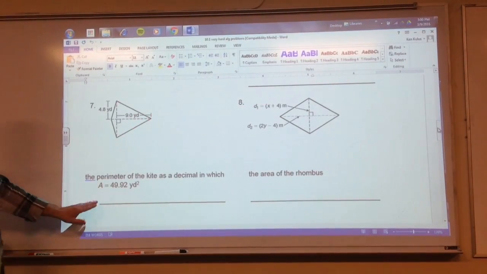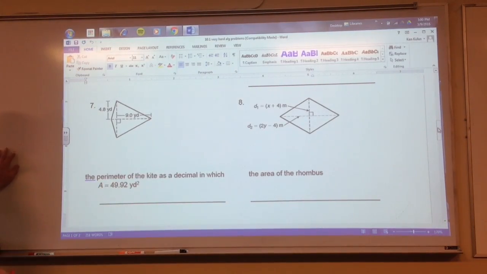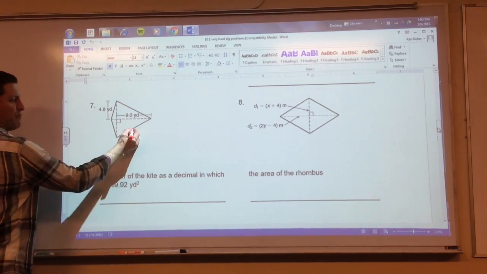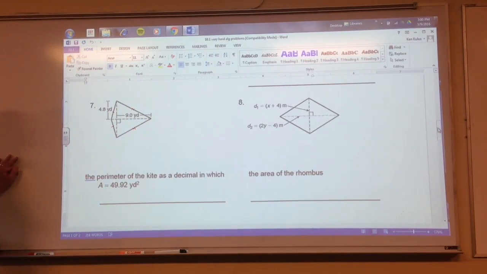Okay, they want us to find the perimeter of this kite as a decimal. So I'm going to find the perimeter of a kite. I'm looking for all the sides. Nice part about a kite, those two are the same, that's the same. Looks to me like I'm going to have some Pythagorean theorem problems. I'm probably going to have to use the area in there somewhere. This one honestly is a really tough problem.